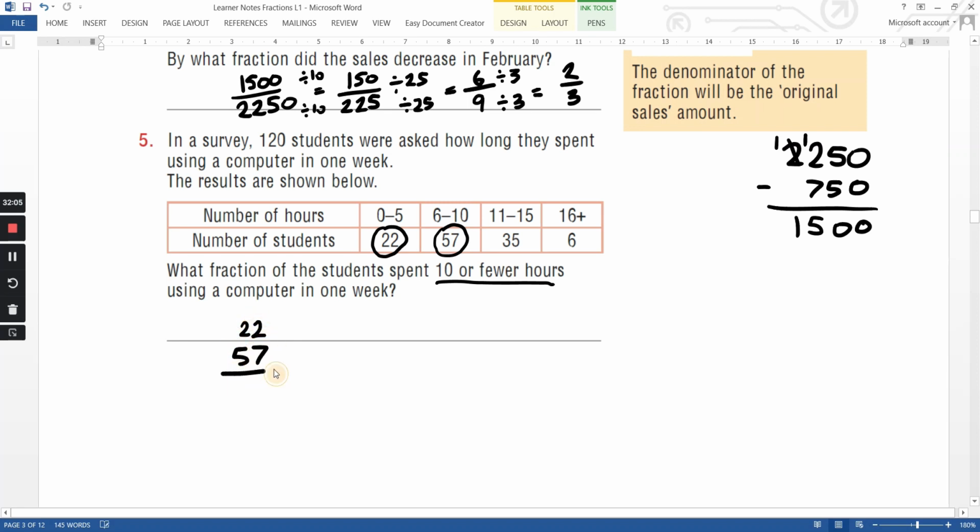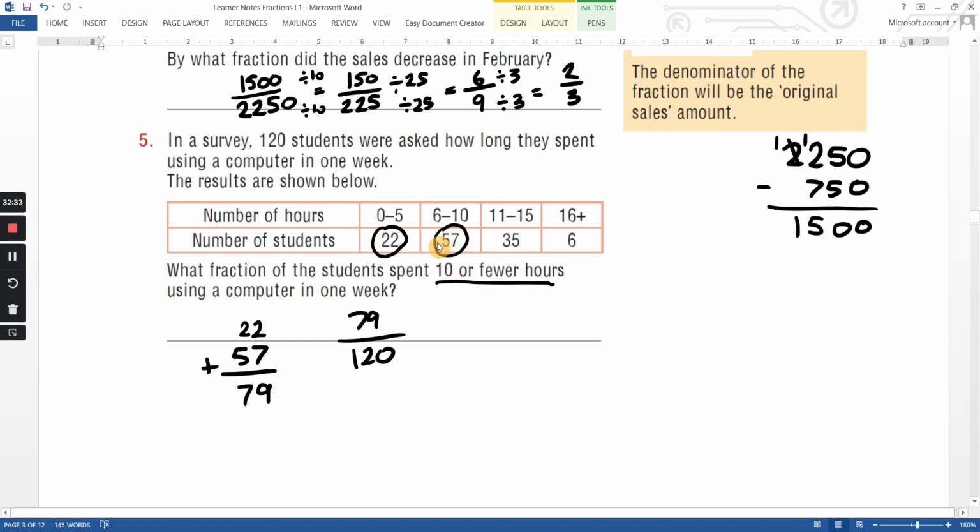which is, let's add these two together. How much is that? That is 79. So 79 students in total spent 10 hours or less over, what was the total? 120 they said. And I can't simplify that, can I? That's it. That's your final answer.